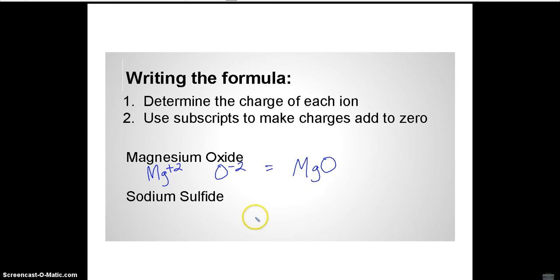Okay. Sodium sulfide. Find sodium on the periodic table. It has 1 valence electron that it loses to have a +1 charge. Sulfide has 6 valence electrons, so it gains 2 to have a -2 charge. So now, +1 minus 2 doesn't add up to 0. That means we're going to need 2 sodiums to cancel and add up to 0 with -2. So we write that Na with a little subscript 2. So the subscript tells us we need 2 sodium ions to add up to 0 with the charge of the sulfide ion.